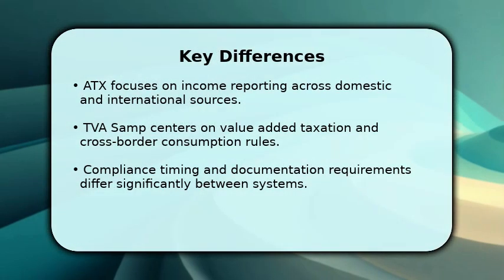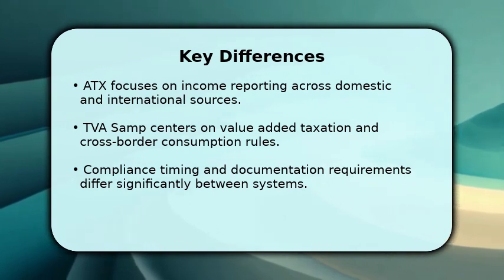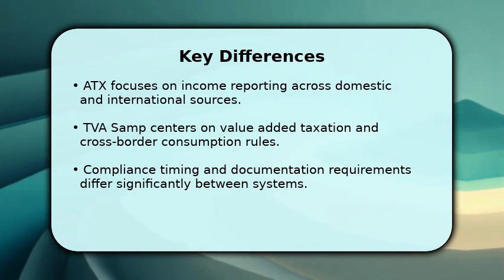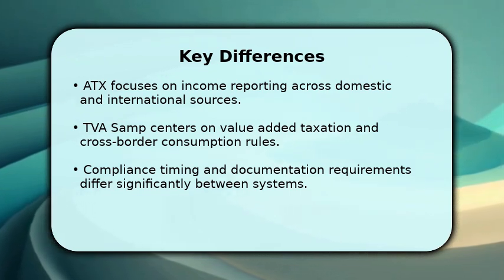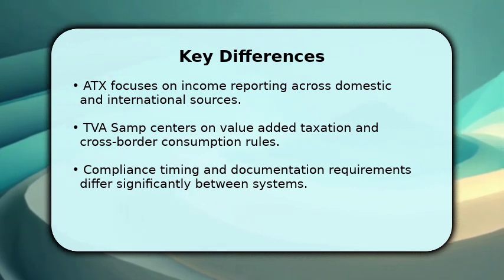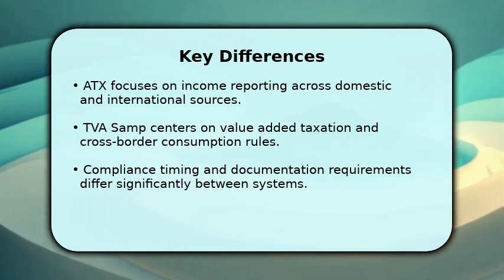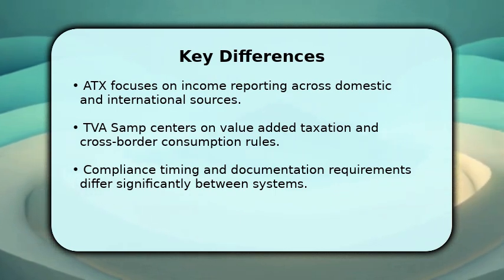Let's break down the key differences in language that matters. I explain how ATX targets income streams and residency, while TVA SAMP targets consumption and VAT-style obligations. We will cover who registers, how invoices and receipts should look, and when to remit payments. This comparison highlights administrative burden, typical audit triggers, and practical filing timelines, so you can plan compliance without surprises.